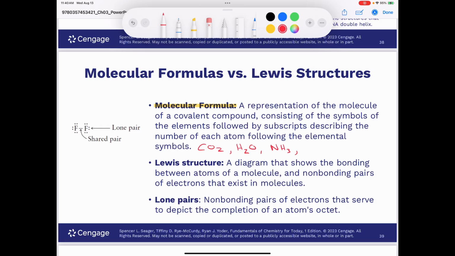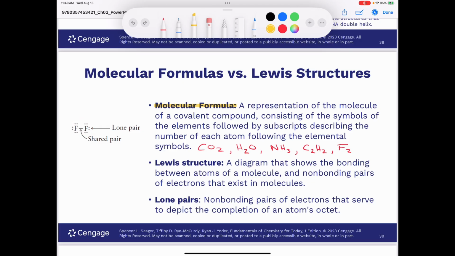Another example that we're going to look at later on would be something like C2H2. This is acetylene. If you've ever used an acetylene torch for cutting metal, two carbons and two hydrogens combined together to make acetylene. Another example, shown here, would be a molecule of fluorine. If two fluorine atoms join together in a single bond, if they share a pair of electrons, you get a fluorine molecule like you see right here. But that would be the molecular formula, just F2.